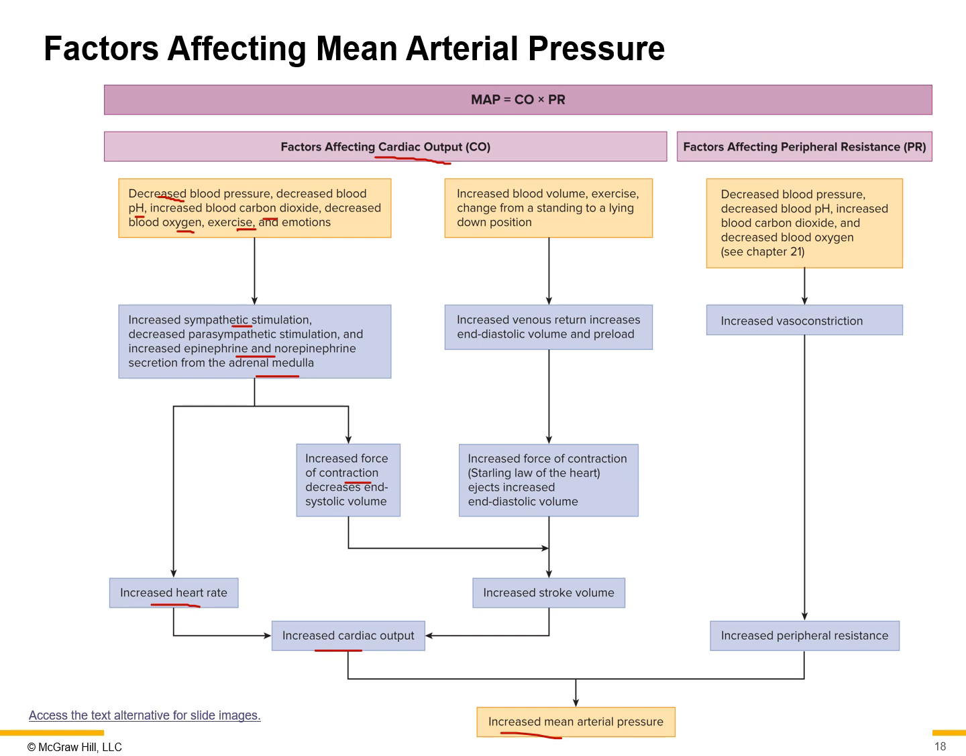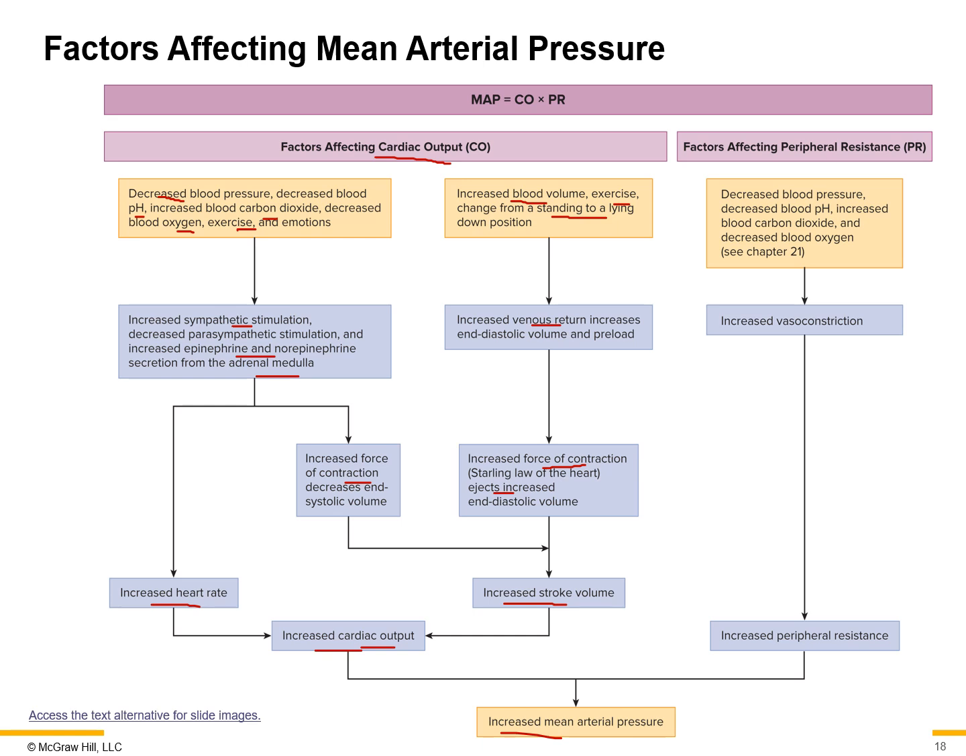Now also, we can increase the amount of blood volume if we increase exercise or change from standing to lying. Those increase venous return. And that increase in venous return increases the force of contraction. So it ejects increased end diastolic volume. That's going to increase the stroke volume, again, how much blood is leaving the heart, which also increases cardiac output and increases the mean arterial pressure.